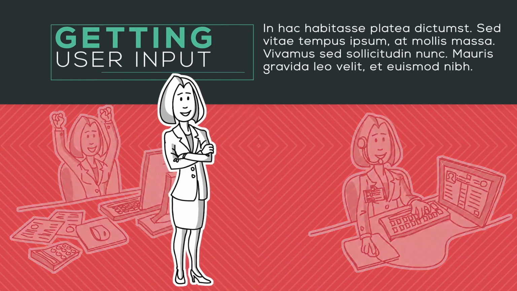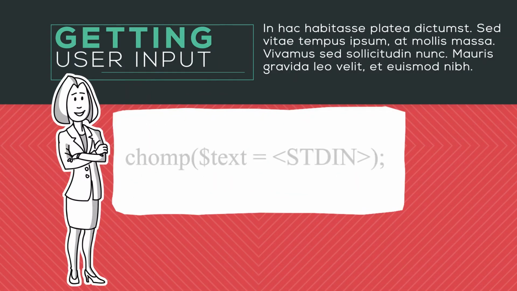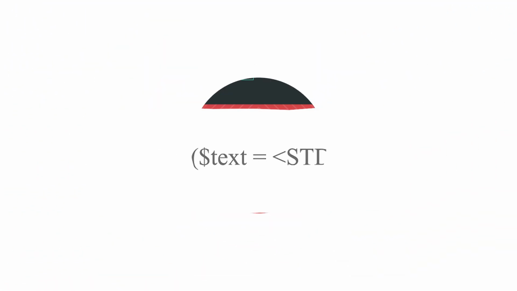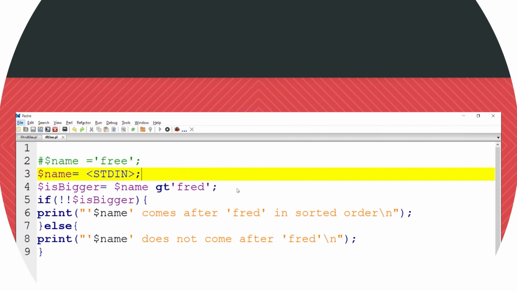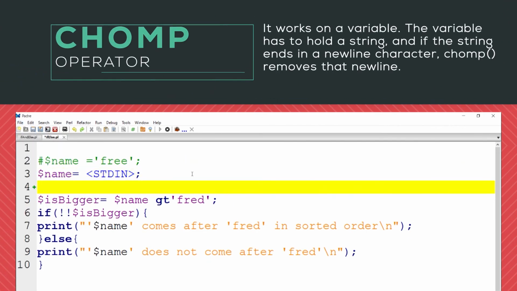The string value of <STDIN> typically has a newline character on the end of it, so you could do something like this. But in practice, you don't often want to keep the newline, so you need the chomp operator. The chomp operator works on a variable. The variable has to hold a string, and if the string ends in a newline character, chomp removes that newline. That's nearly all it does.